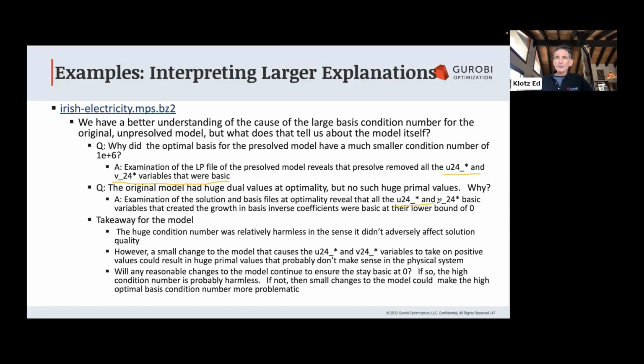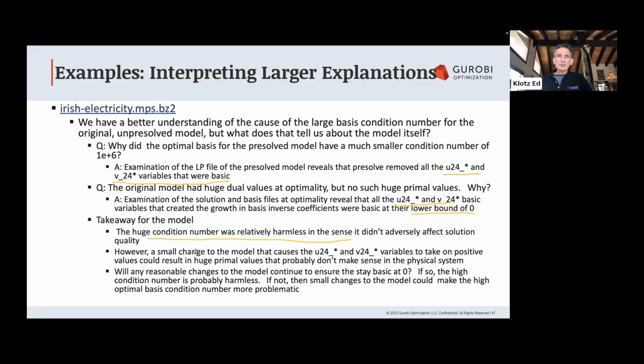that the variables that were basic that created the growth, they were basic, but at lower bound of 0. So as long as they stay at 0, the huge condition number was relatively harmless. It didn't adversely affect solution quality. And this model is not known as numerically challenging. Gurobi and all the other solvers that I've seen have no trouble with this model.